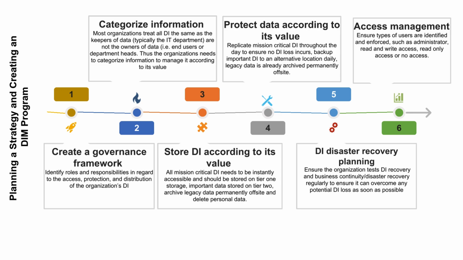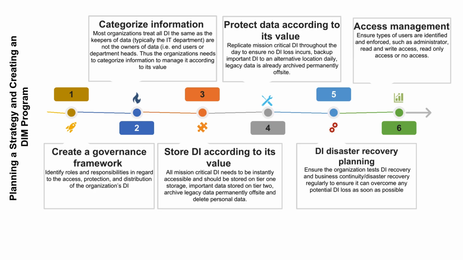Step 3. Store digital information according to its value. Based on the categories, the organization decides where to store the information. Mission-critical data is stored on Tier 1 storage with fast access. Important data is stored on Tier 2 storage, which is secure but less costly. Legacy data is archived permanently off-site, while personal data that is no longer needed is securely deleted. This approach reduces storage costs and improves system performance.